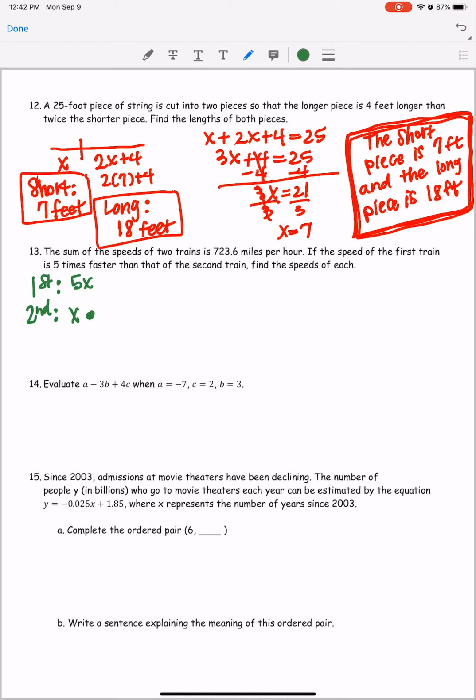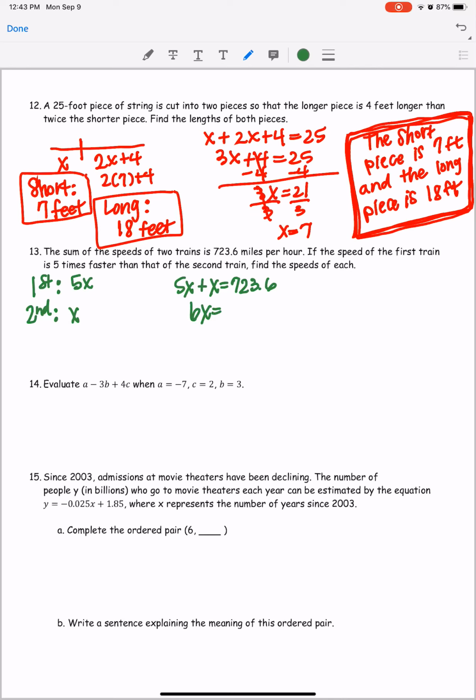So if this is 10, this is 50. If this is 100, this is 500. Whatever this number is, this one is going to be times 5. So now set up your equation. So the first train plus the second train equals their combined speed. That's why it's so important to list so we can get that second train in there.